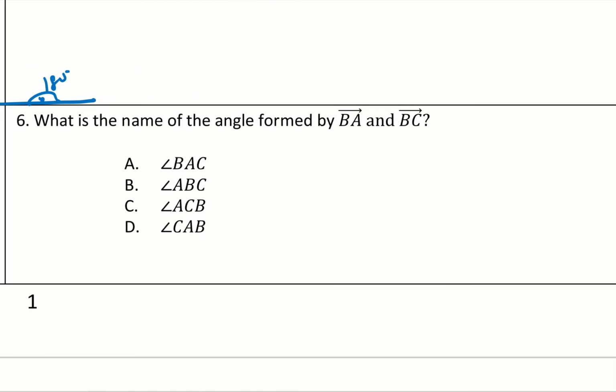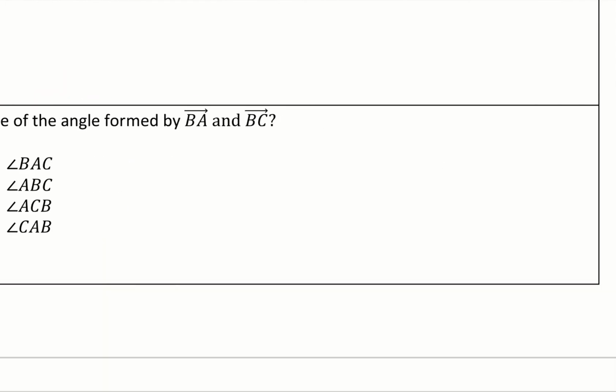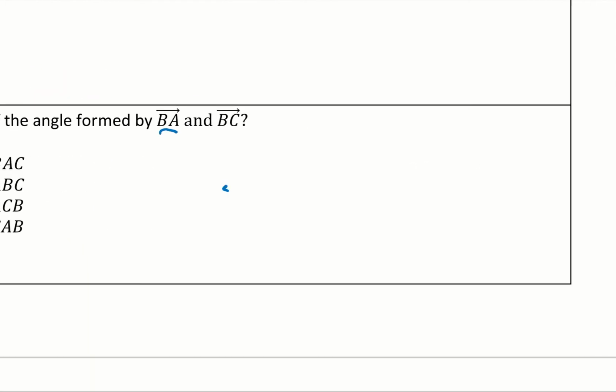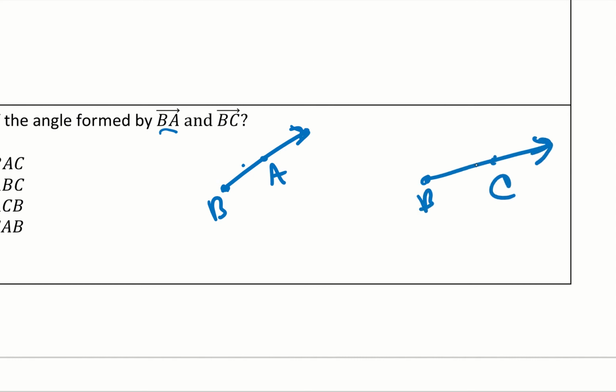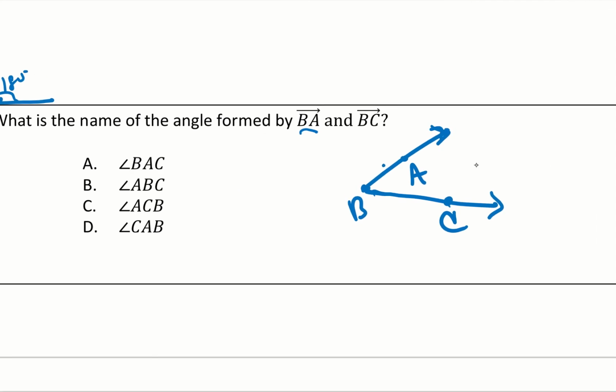Number 6, what is the name of the angle formed by BA and BC? So these are rays, right? So BA is a ray. That's BA, that's my ray. And then I got a ray known as BC. And if I put those rays together, right, then B has to join B because they're the same exact point. So BA and BC, there's my angle. It's angle ABC, or CBA. Looks like we got ABC right here.